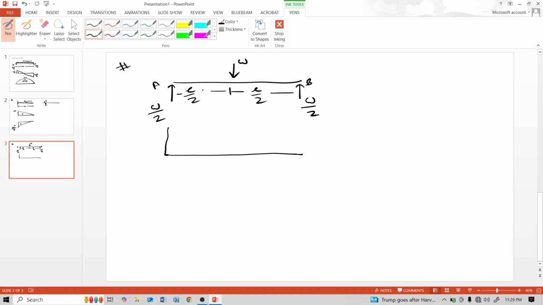and up to this L by 2 distance from A there is not any force acting on this L by 2 distance, so there is a straight line, and due to this W there is change in shear force. So here W by 2 is positive, negative W by 2, W by 2.